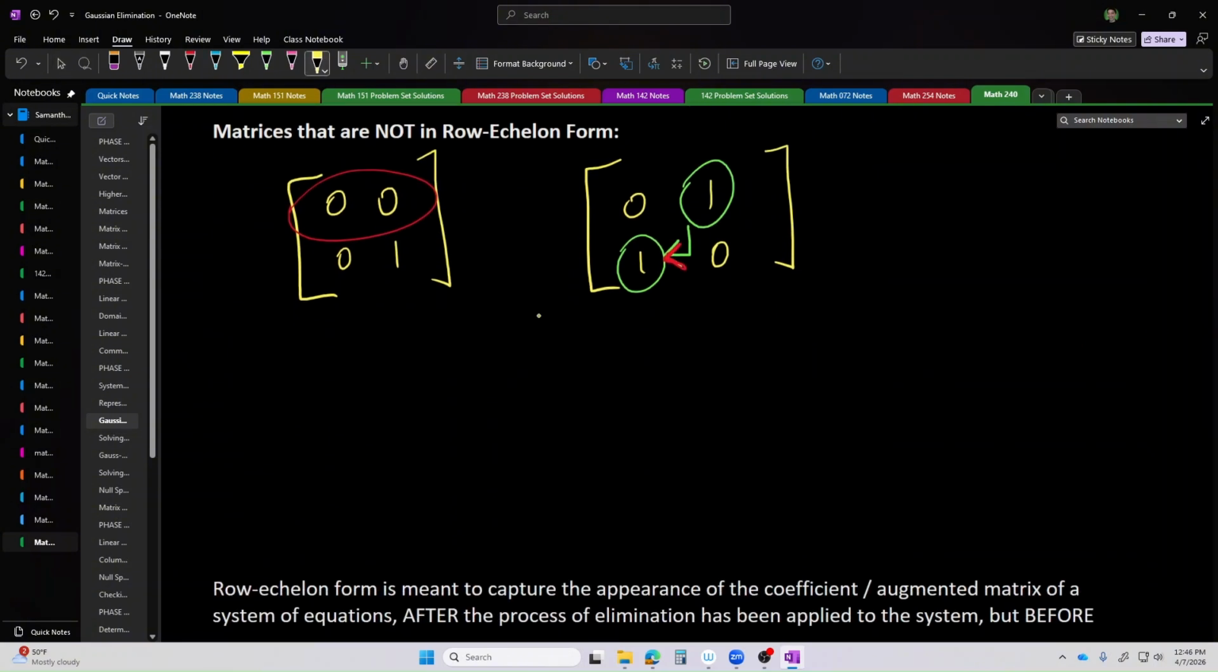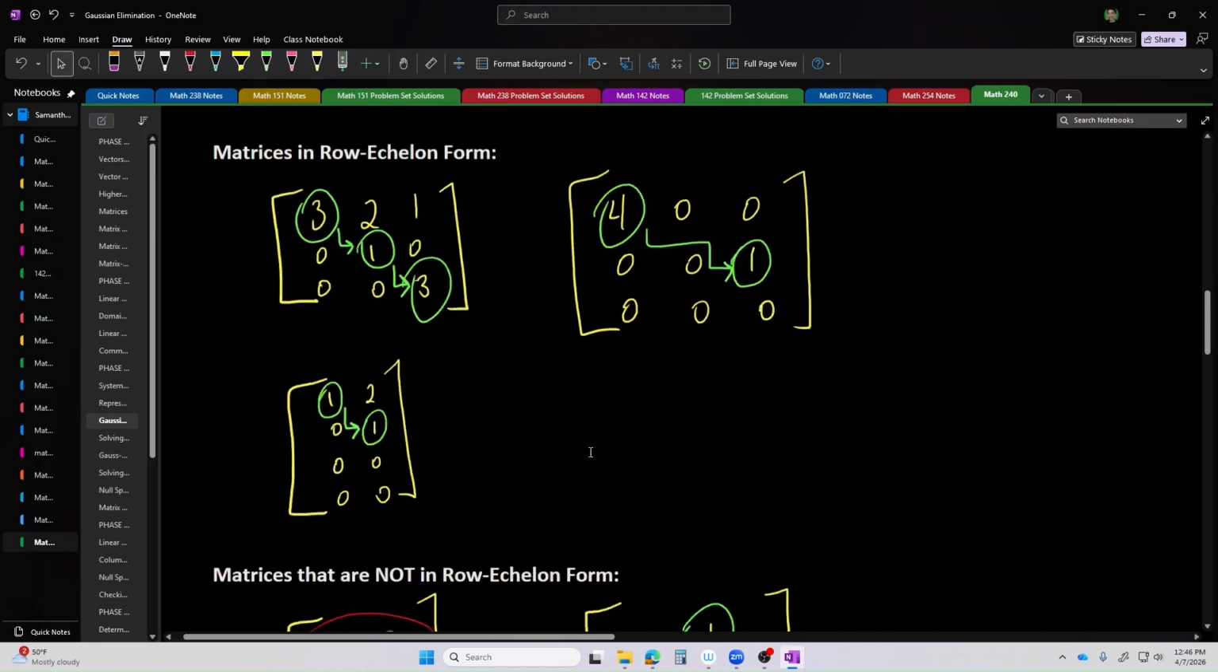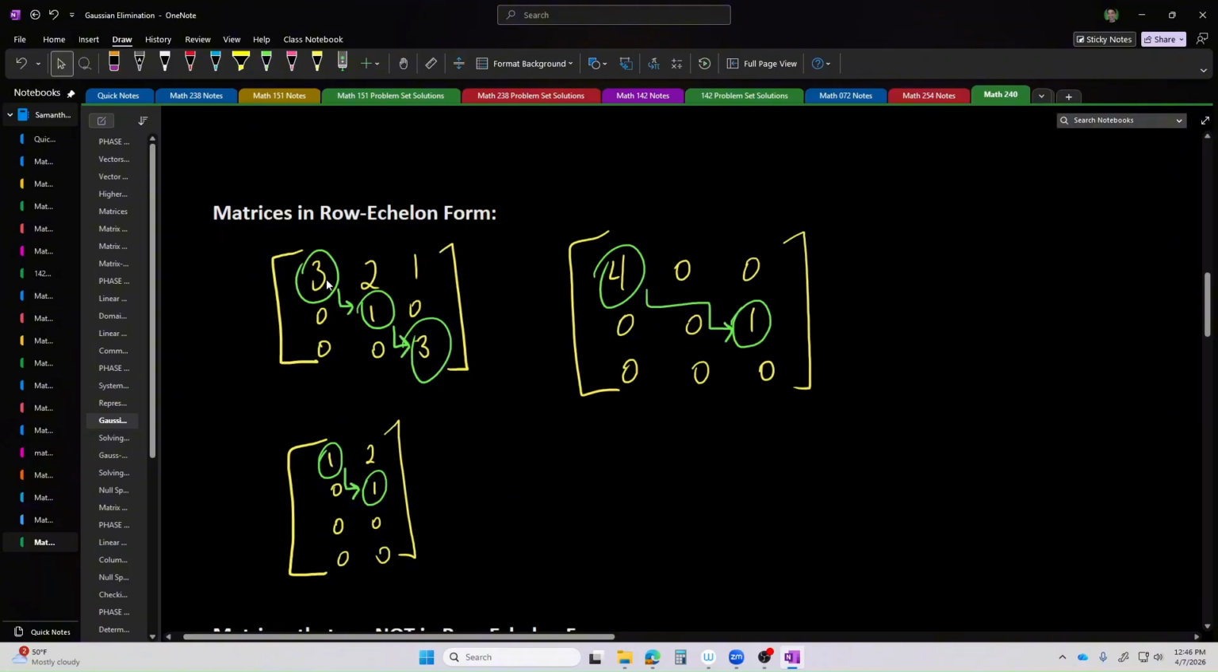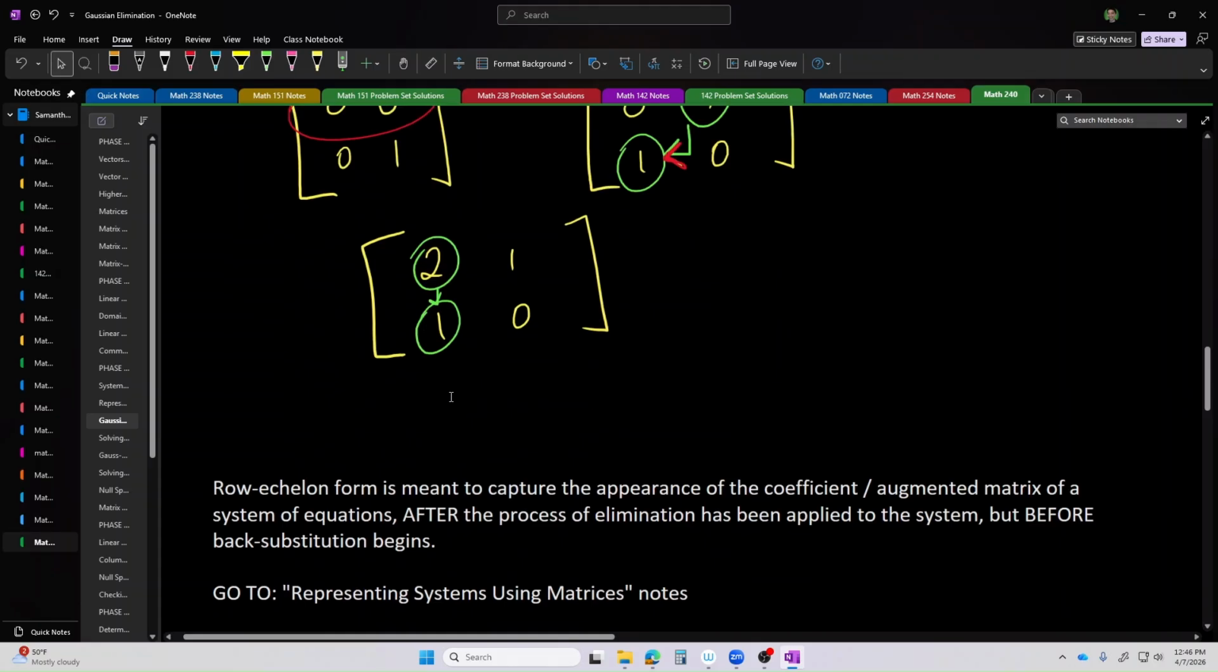Here is another matrix that cannot be counted as in row echelon form. If we had 2, 1, 1, 2. This would also not work because these two pivots are directly on top of each other, and this is not permitted. The pivots have to be strictly to the right as we move down the matrix, so the pivots cannot be directly on top of each other.